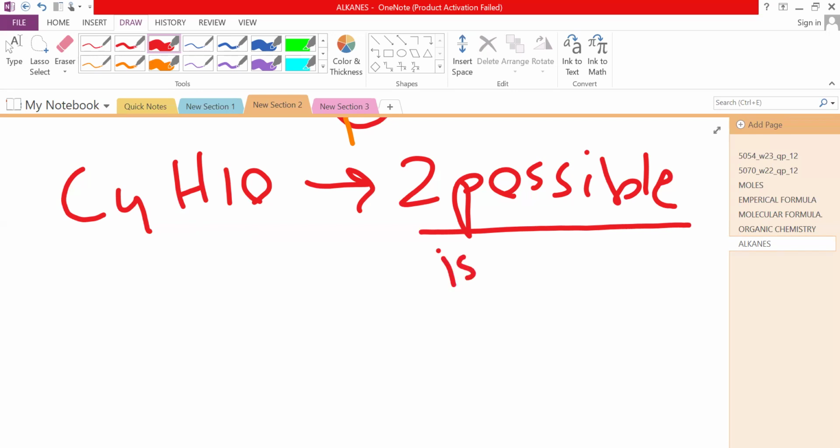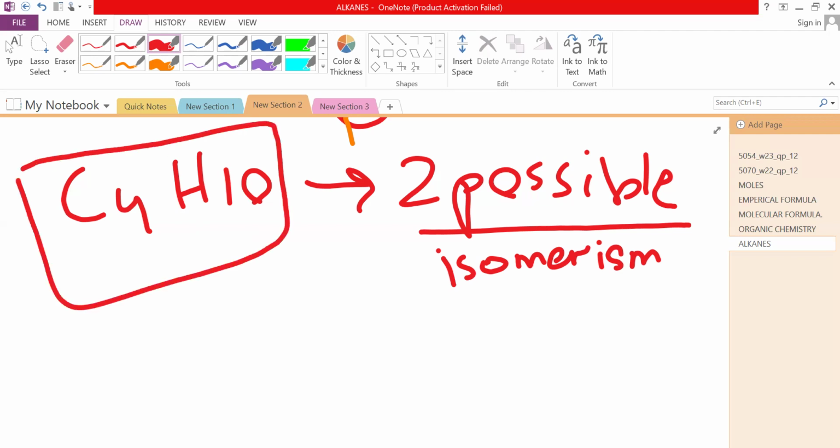And if this question comes in exam, you have to draw 2 possible isomers, because in the question it is written that you have to draw all the possible isomers. It isn't mentioned that it is 1, or 2, or 3, or 4. So you have to remember this, that C4H10 only has 2 possible isomers. I hope you understood this. Thank you.